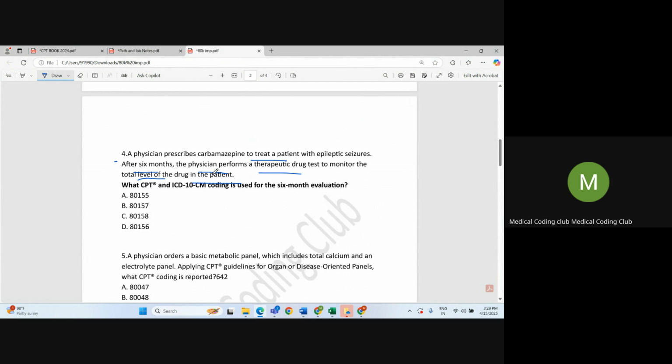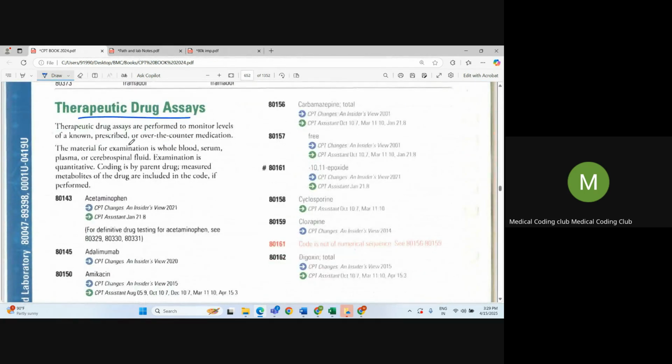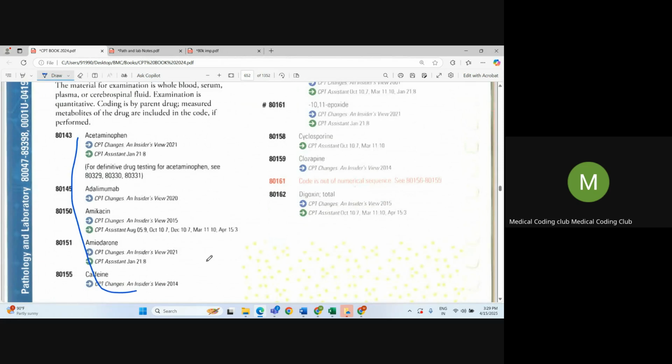Okay, you can just check the pronunciation. And here CPT and ICD, they actually removed the ICD code, so just see the CPT. You are already aware of the drug name and they are doing a therapeutic drug test. So go ahead under the therapeutic list and check for that particular drug. Here is the therapeutic drug list. Look for that particular drug which we have in the question.